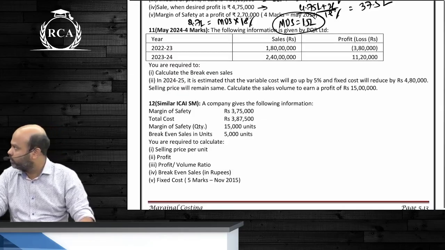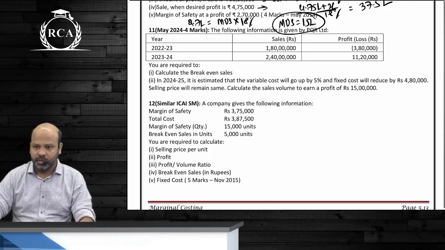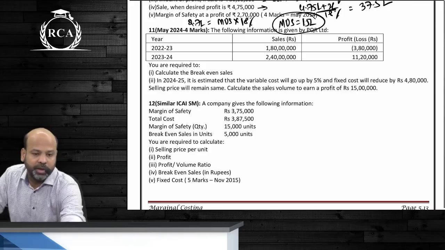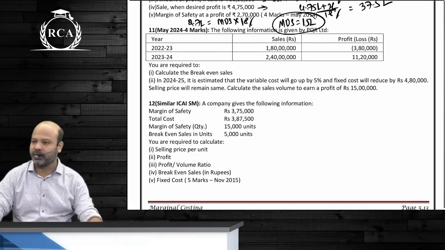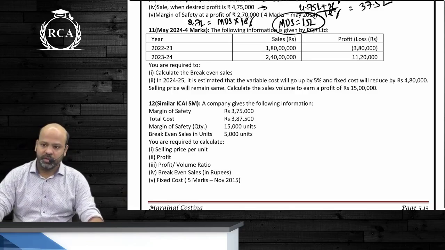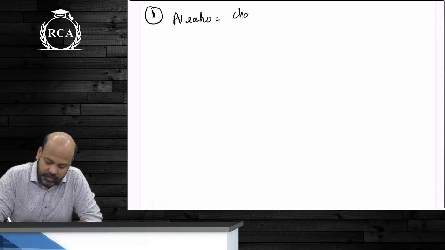Yes, guys. Pick up change in sales and change in profit, and arrive at the amount of your PV ratio. Normal question, just like the previous one. Directly pick up change in sales, guys. Arrive at the amount of PV ratio. PV ratio, I told you guys, is always change in profit divided by change in sales.